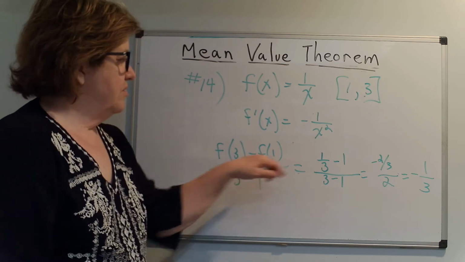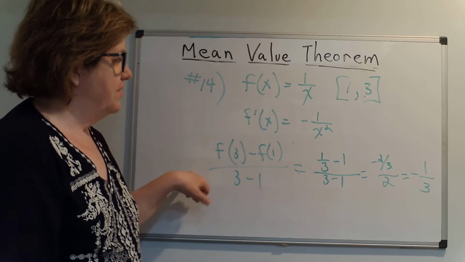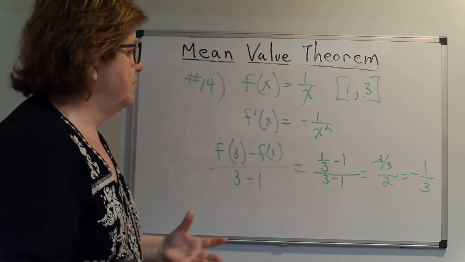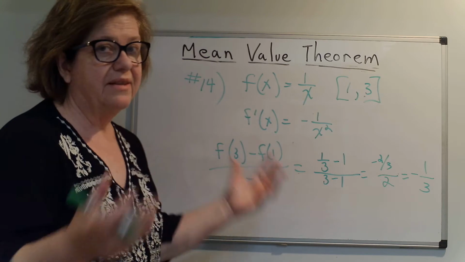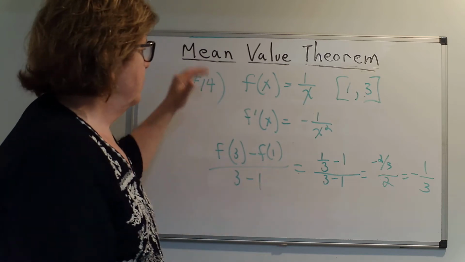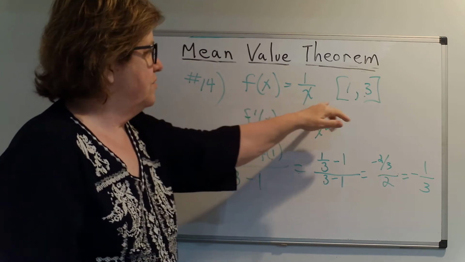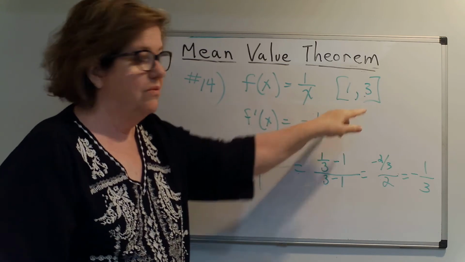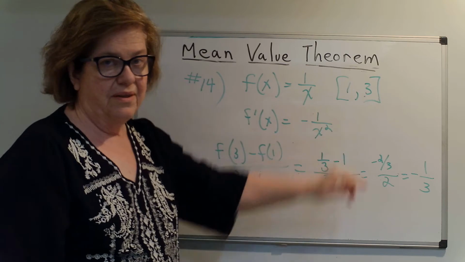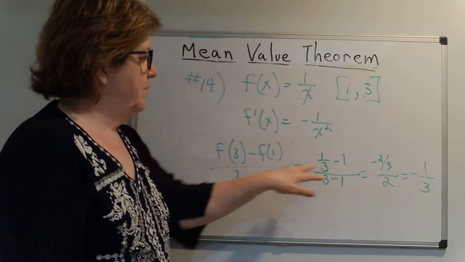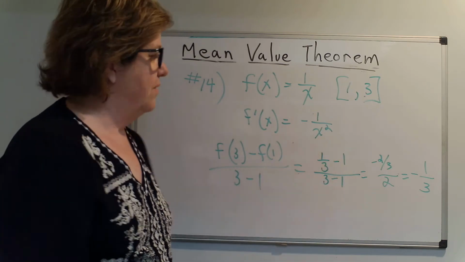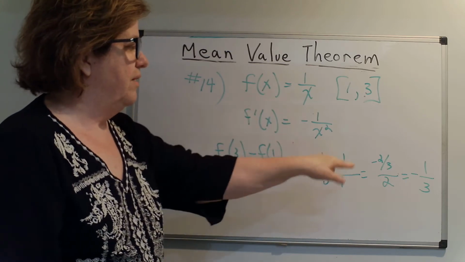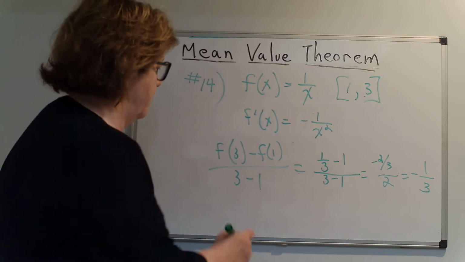So we know that the slope, what is that? The slope of the secant line is negative 1/3. Now what you would have to do when you're doing this problem is write these sentences out. You would have to say, this function is continuous on the closed interval 1 to 3. It's differentiable on that interval. The slope of the secant line is negative 1/3. There must be a point between 1 and 3 where the derivative is negative 1/3.